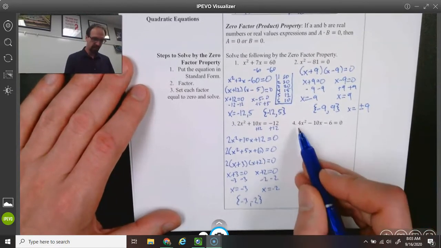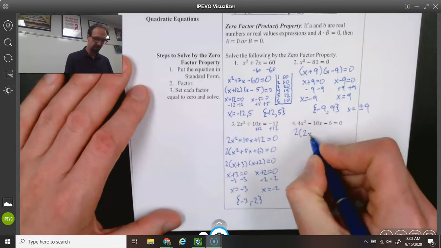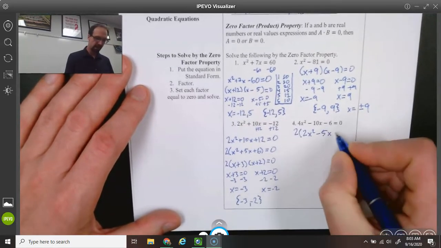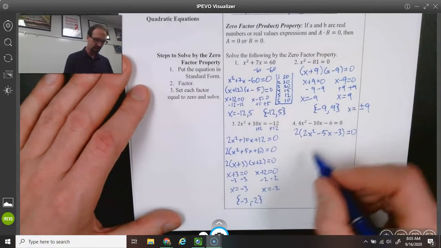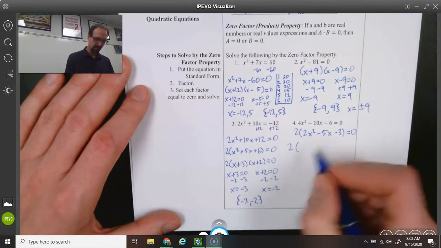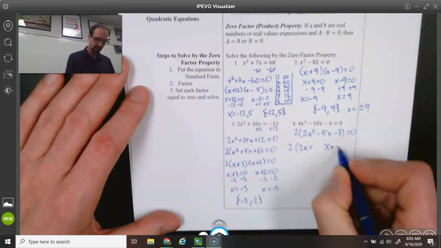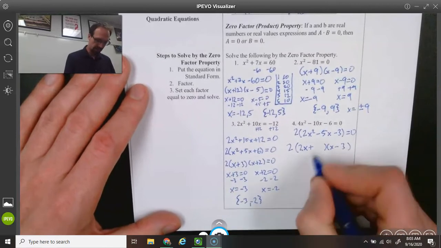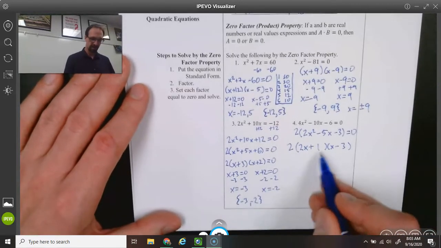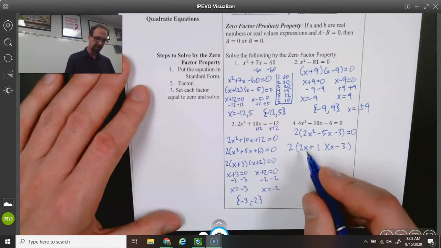For number 4, it's already in standard form, but I can factor out a 2, so I'm going to go ahead and do that. So that gives me 2x squared minus 5x minus 3, and that's equal to 0. Now I can go ahead and factor this. So let's see, I'm going to get 2x plus, and then x minus, and so I just need to find where I want to put the 3 and the 1. That should work. 2x plus 1, x minus 3, just double checking. Yep, that is in fact the factors of that.